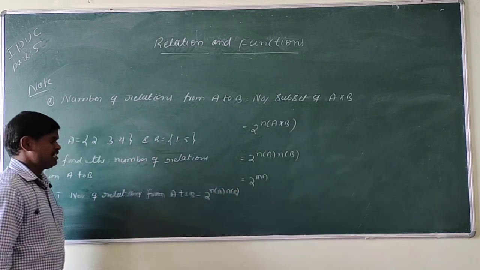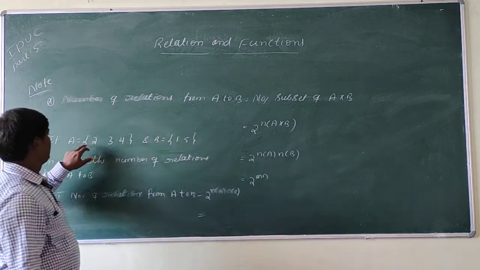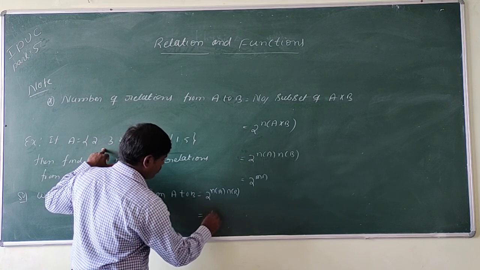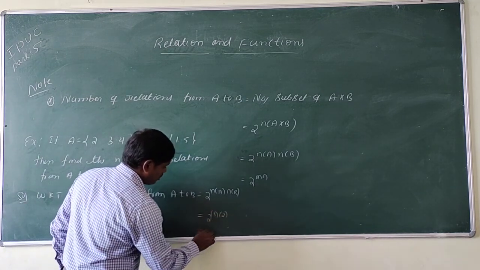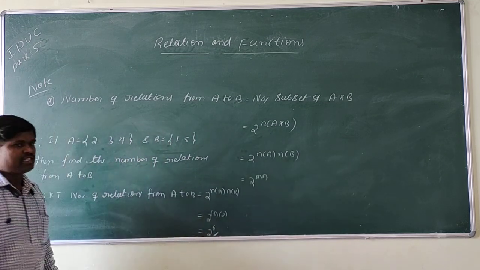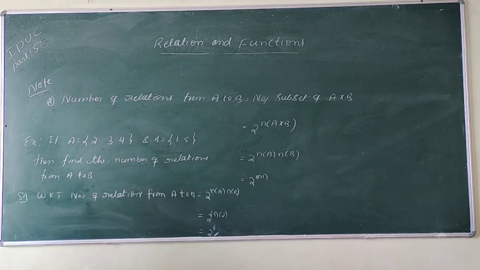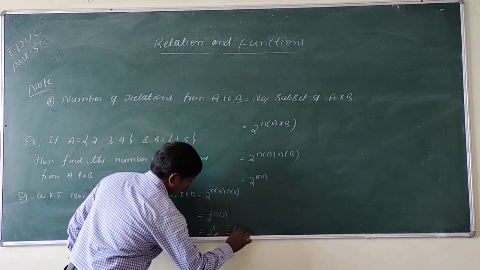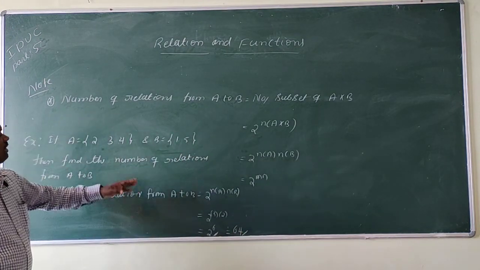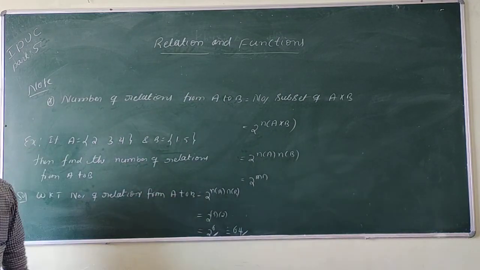Now n(A) is the number of elements in set A, so n(A) is 3. That is 2 to the power of 3 into n(B), which is 2. So that is 2 to the power of 6, which is 64. So it is possible to write 64 relations from set A to set B.